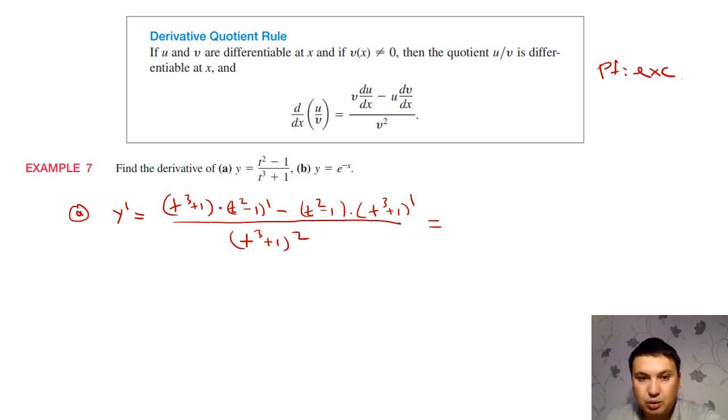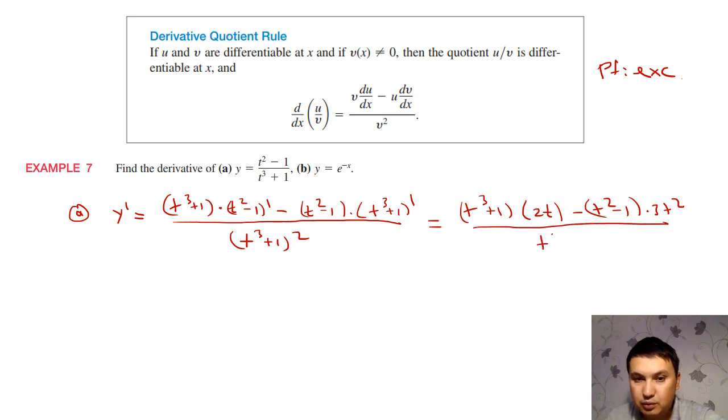Now all you have to do is take the relevant derivatives, and then simplify if you like. The derivative of t squared minus 1 is simply 2 times t, and the derivative of minus 1 is 0, so it's simply 2t, minus t squared minus 1 times the derivative of t cubed plus 1. The derivative of t cubed is 3 times t squared, and the derivative of a constant is 0. So that's what we have, over t cubed plus 1 squared.